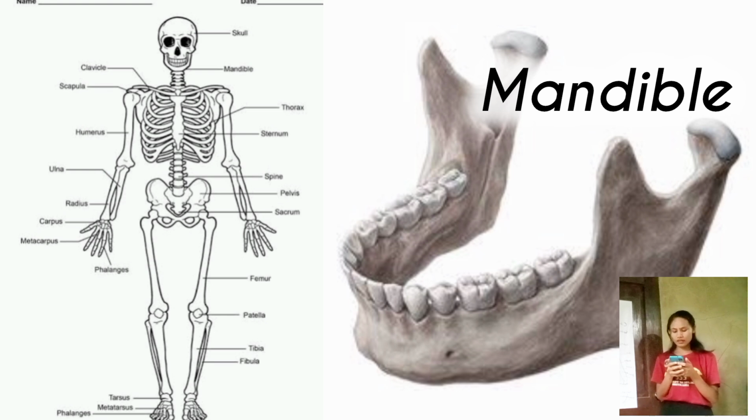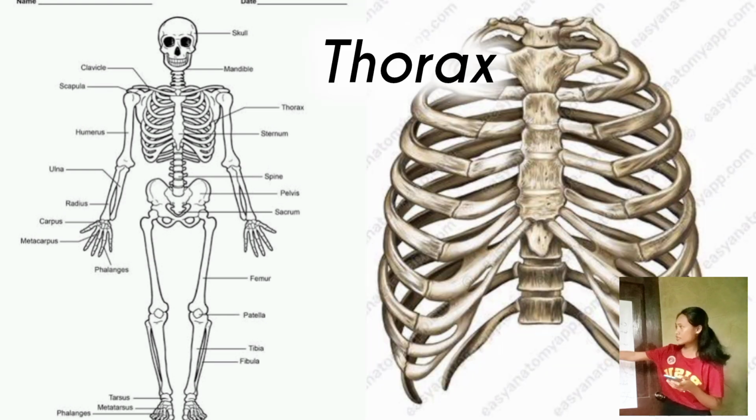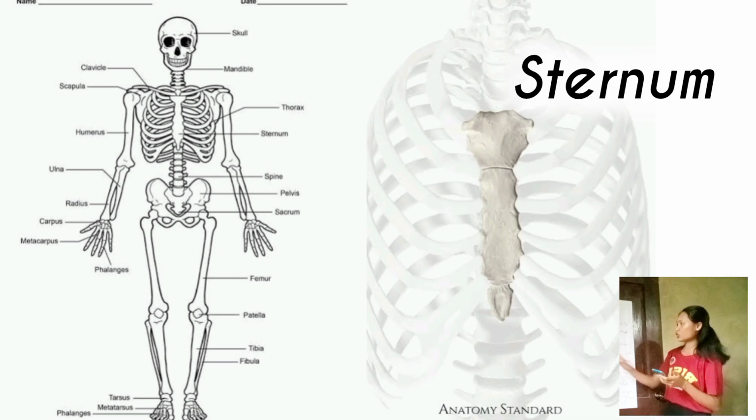And next to the mandible is the thorax. This part is the thorax, also known as the rib cage. It protects our heart and lungs and helps us breathe. Next is the sternum. This is the sternum. This is the chest bone in the center that connects the ribs and protects the organs inside.